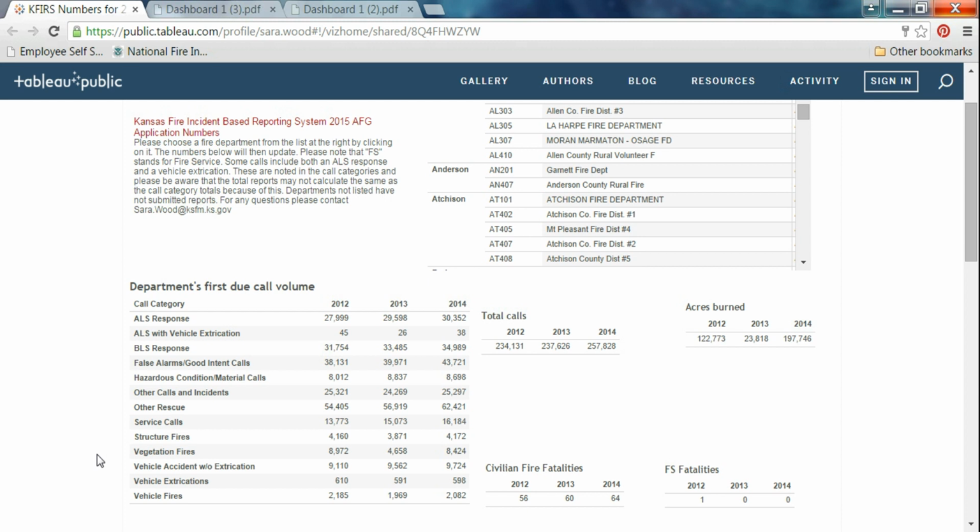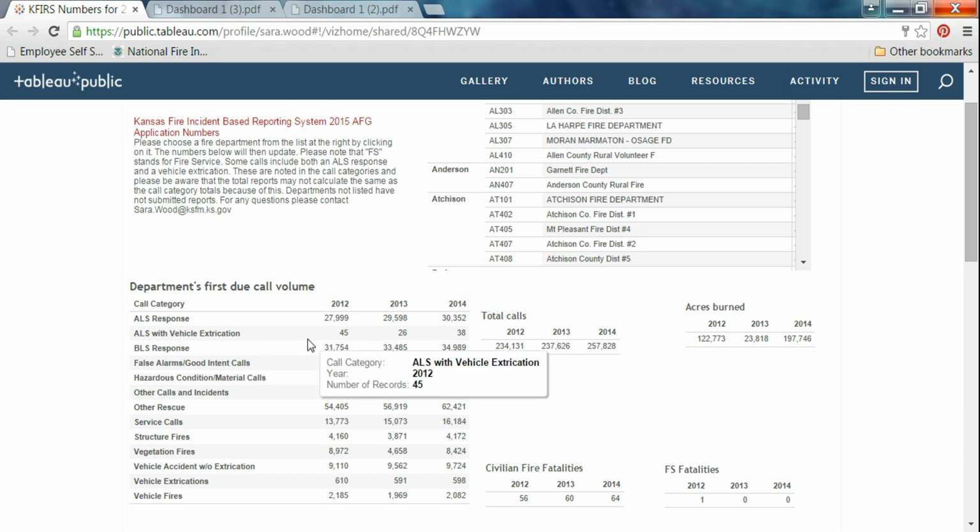What I've done here is if one of your actions taken, whether it's your first, second, or third, says provided ALS, it's here in ALS. If it says provided BLS, it's here in BLS. If it said extrication in one of your incident types was one of the vehicle accidents, it's here in vehicle extrications.